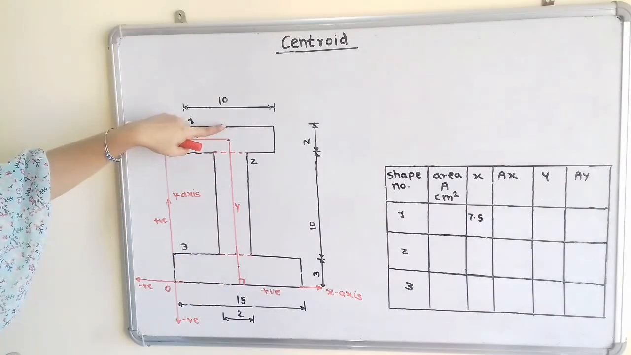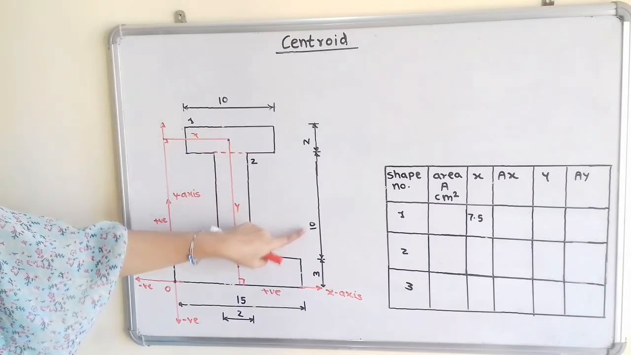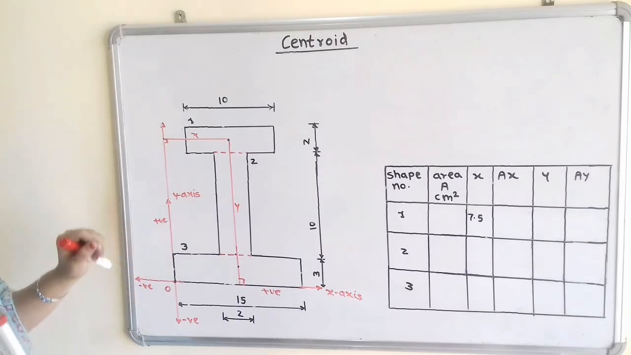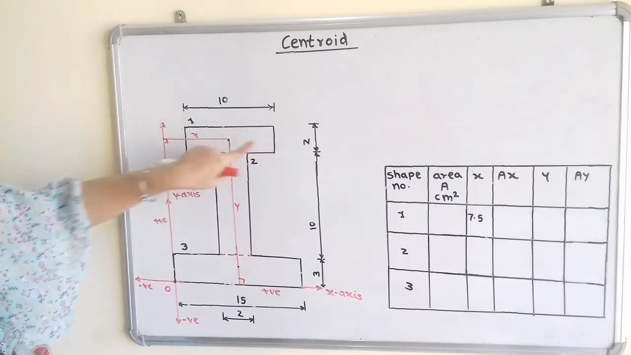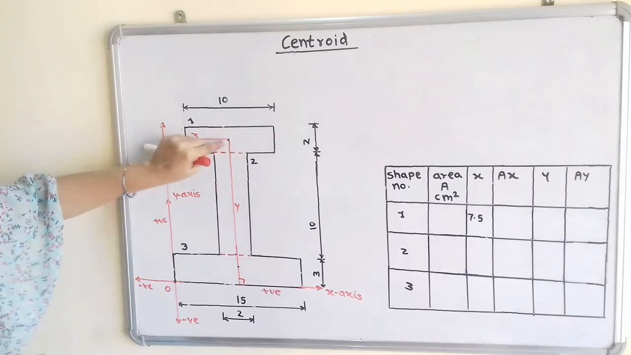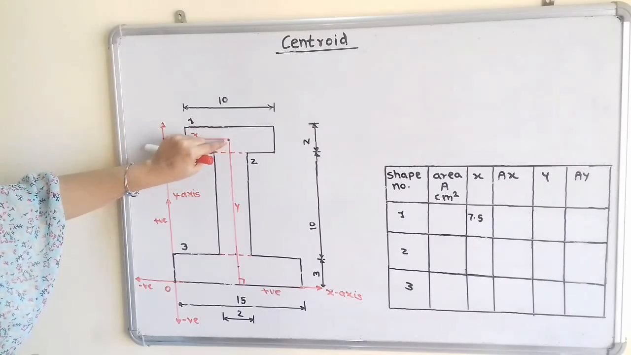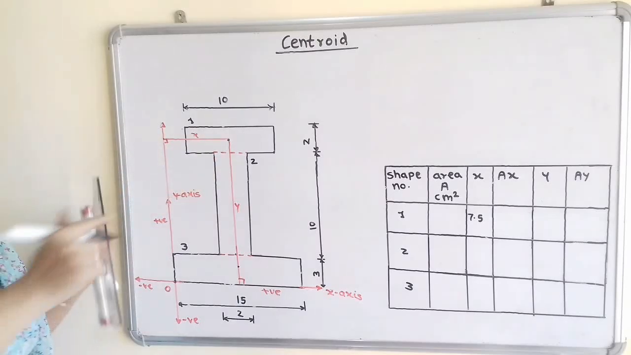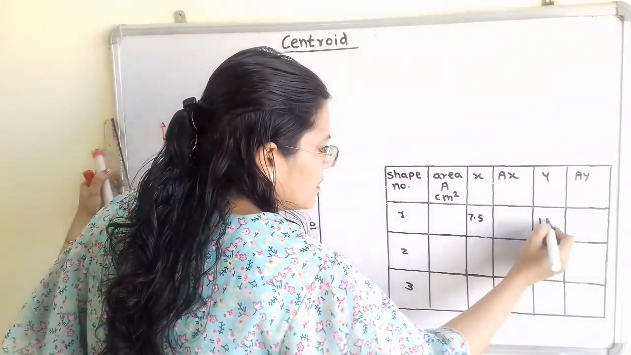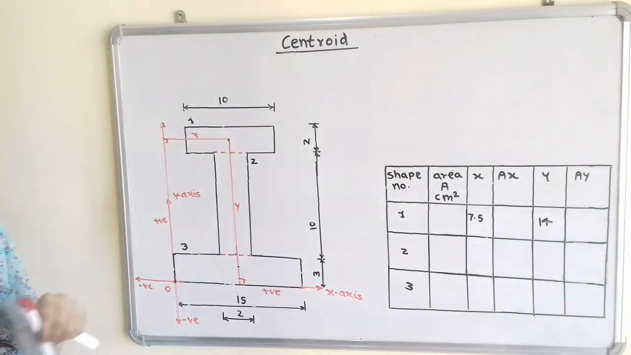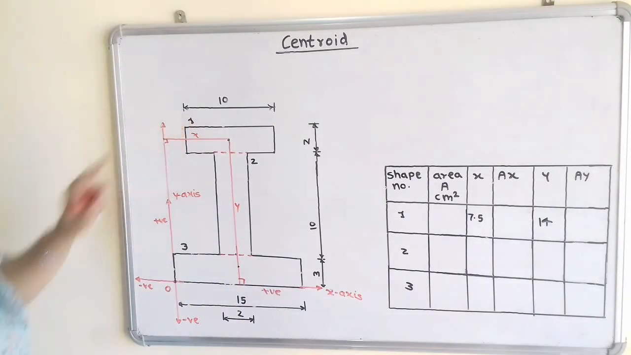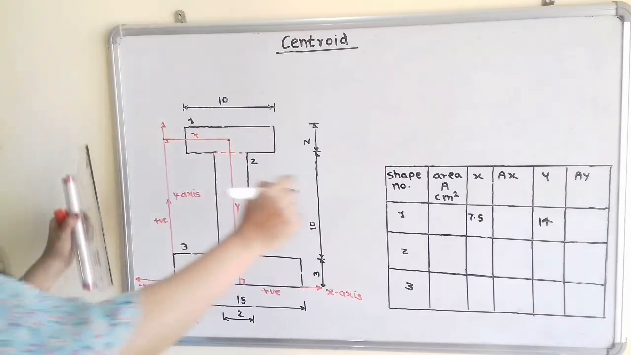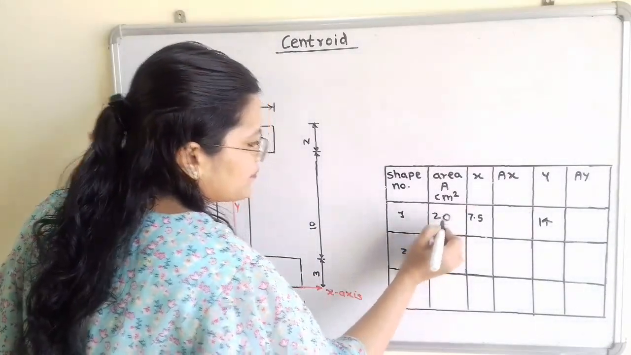So we will first measure this total vertical distance, 10 plus 3 plus 2. That is equal to 15. But here we have to consider only 1 centimeter. That is 10 plus 3, 13, 13 plus 1, that is 14. So value of y is 14. Now we have to find out area. So area for the shape number 1, that is this 10 multiplied by 2, that is 20 centimeters square.